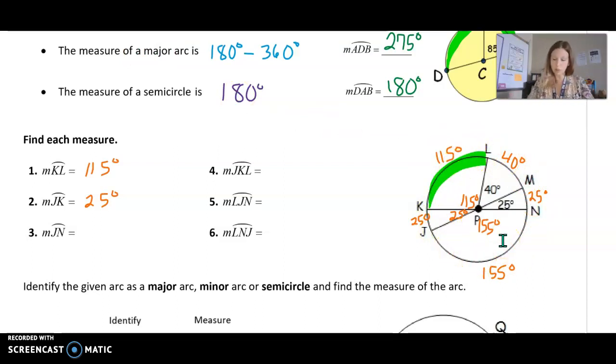So let's find what they've asked for. We already found two of them. JN is this one, 155. Now let's do the next one. JKL. That's this whole thing, so you have to add the two that are there together. So you're adding 115 plus 25, which is 140.